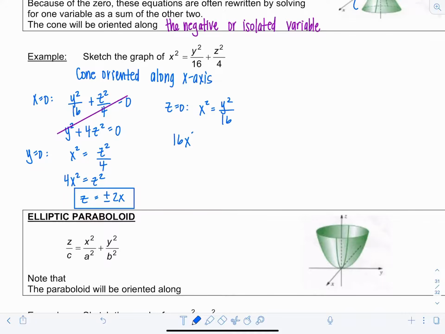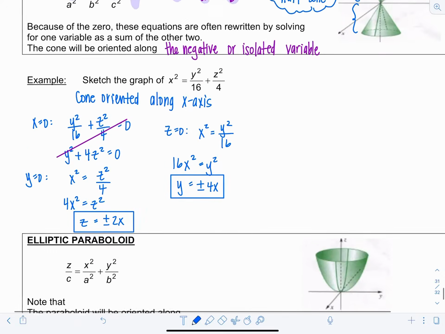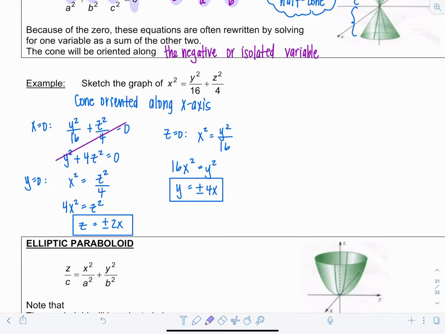16x squared is equal to y squared. So you get y equals plus or minus 4x. So those are two lines as well. So how do you get the rest of the cone? You're going to have to let x equal something other than 0. And if x equals something other than 0, you're going to get a series of ellipses.